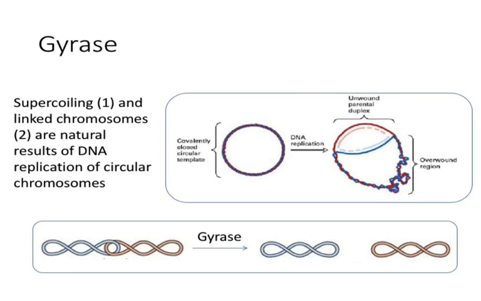So let's go back to gyrase. What's the function of gyrase? Two roles. Prevent supercoiling, that's one. What's this bottom one represent? This bottom model here. Separating the replicated. Yeah, so separating those replicated chromosomes after the process of DNA replication.